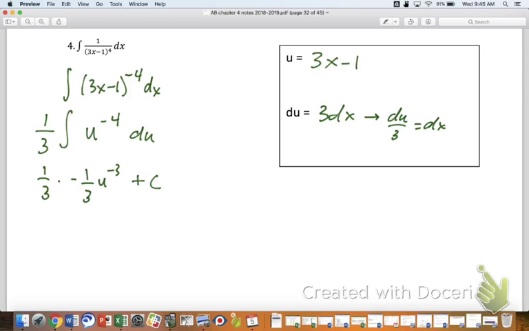And then you'd plug back in. You'd plug the 3x minus 1 back in where it goes. So -1/9 times 3x minus 1 to the -3rd plus c. And there's an antiderivative. Questions?